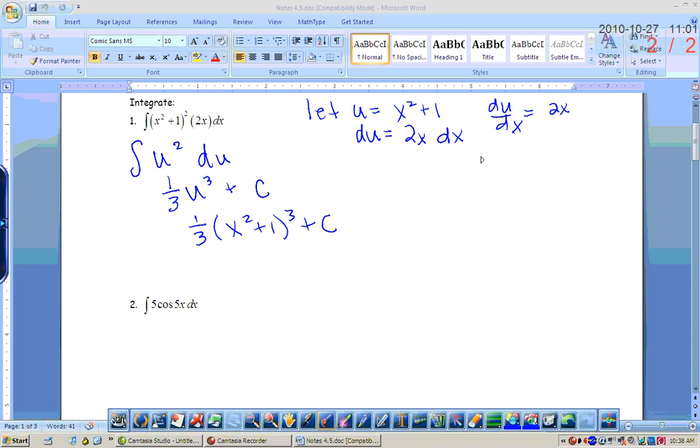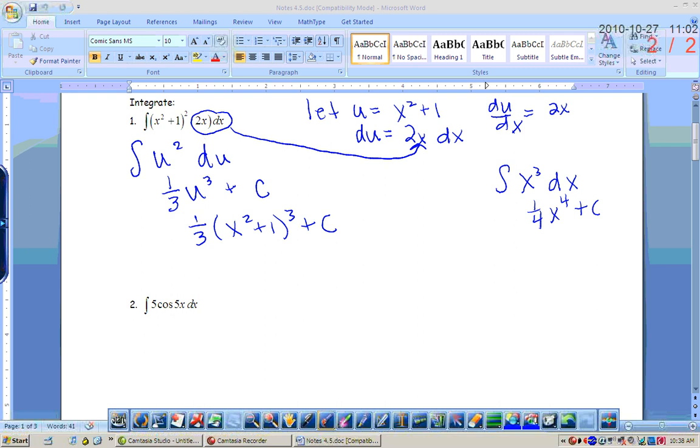It's kind of like when we first started integrating, you would be asked to integrate x cubed dx. And the integral of x cubed is 1/4 x to the 4th plus c. So when you actually do the integration, the integral symbol and the dx go away. This 2x dx equals du. So I substituted it, and now my integral is just in terms of u.